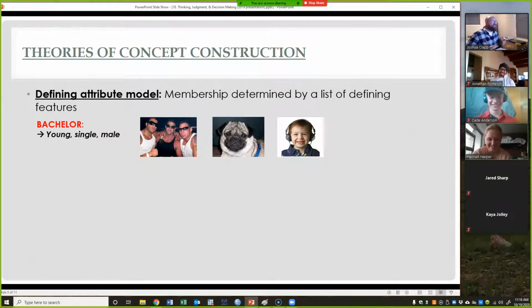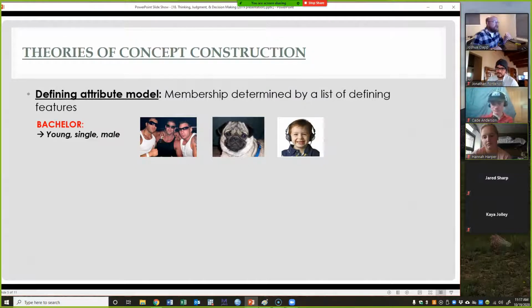So with this defining attribute model, things start to fall apart, right? What it assumes is that we have some all-or-nothing membership that includes something within a category, but we always make exceptions. So we say, okay, the Jersey Shore guys are sort of bachelors, fine, whatever. But then you throw up the pug and you're like, well, that's an animal. It has to be a human. Okay, well, what about now we've got a kid, right? And so we just go down this rabbit hole.